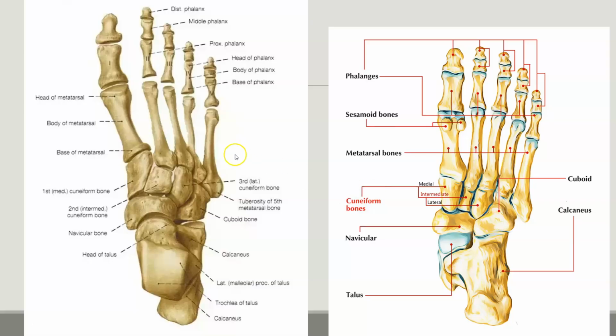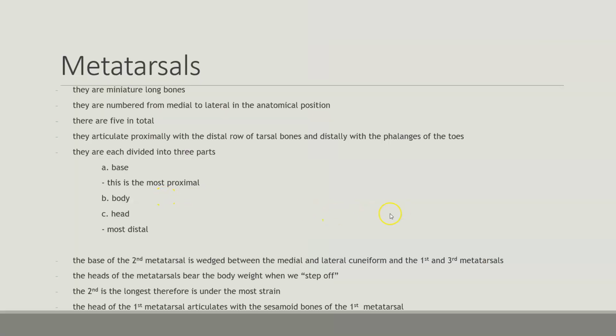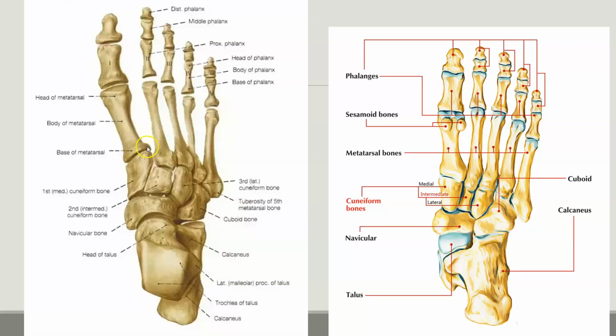What's interesting is when we look at the way they're together, the base of the first metatarsal articulates with the medial cuneiform, and the base of the third metatarsal articulates with the distal aspect of the third cuneiform. But you'll note here that between the first and the third, there's a bit of an indentation, and the second gets buried into it. So we say the base of the second metatarsal is wedged between the medial and lateral cuneiform and the first and third metatarsals. So you can see that it's kind of wedged in here.